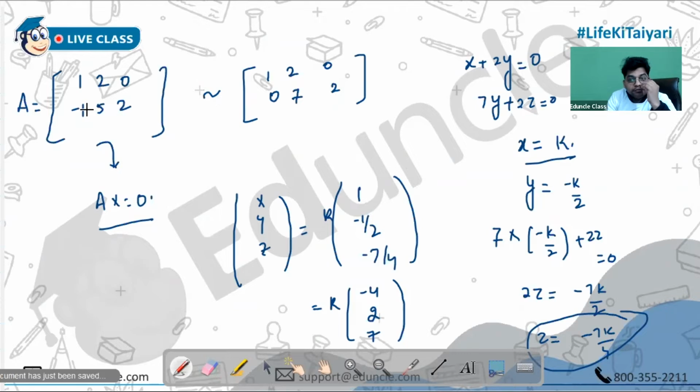-1 2 0 -5 2, R1 minus ... 0 0, x plus 2y, 7y plus 2z. x equal to k, putting x equal to k, y is equal to minus k by 2, y is equal to minus 7, 2z is equal to minus 7k by 4, k minus 1 by 2. We multiplied by 4, that is -4 from -4, 2, -2 7.